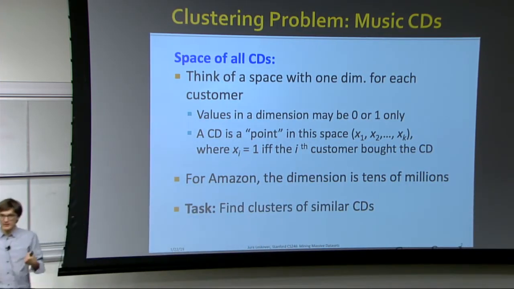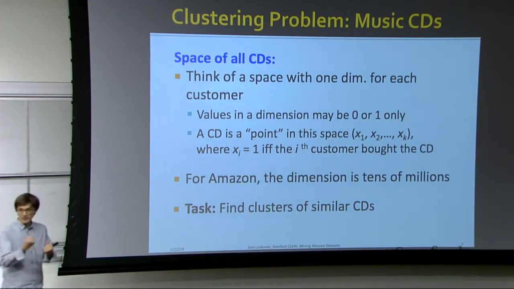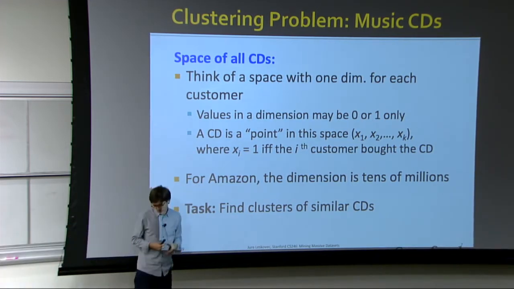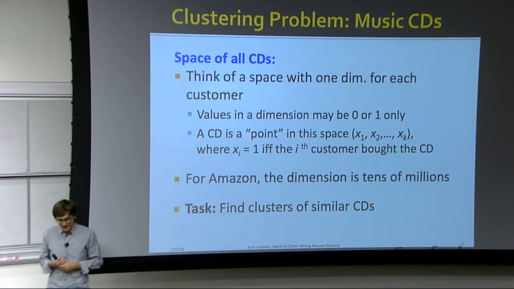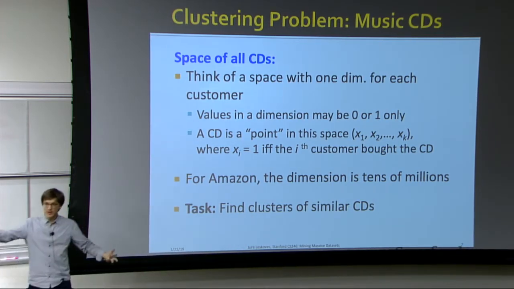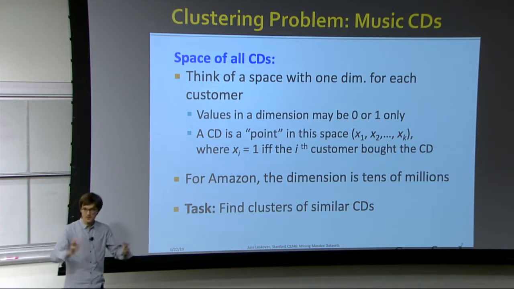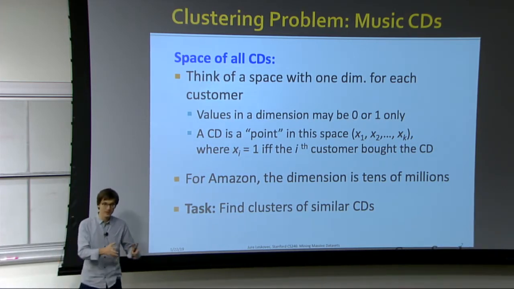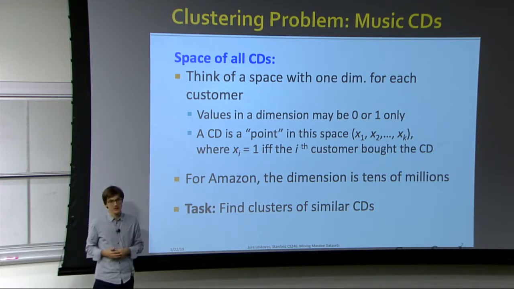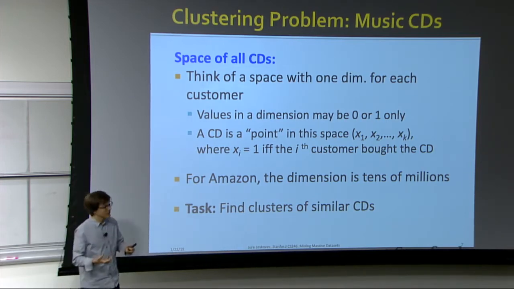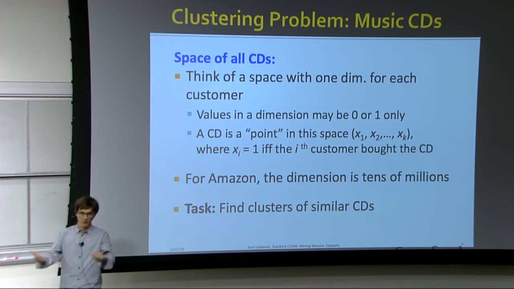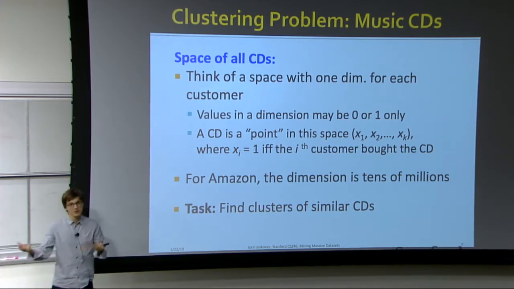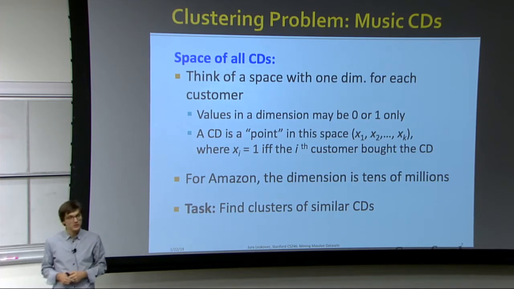And now I can say, what is a good similarity metric between these sets of customers? Maybe I would use Jaccard similarity, and I would say, let me now cluster these CDs into clusters, and hopefully I will discover genres because people who have similar taste buy similar CDs. And I can then use this to make recommendations, to organize my music catalog, to explain to a person what genres they like, and so on and so forth.